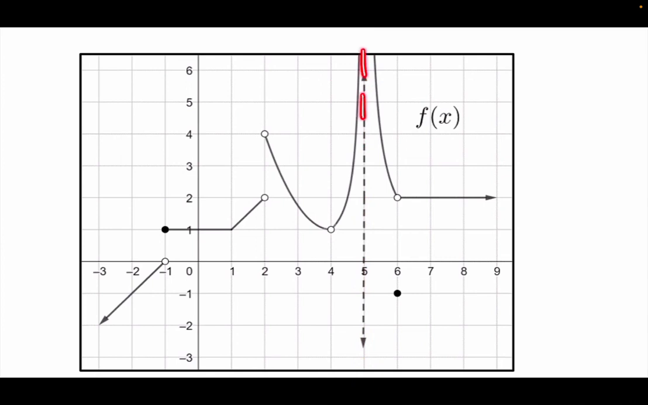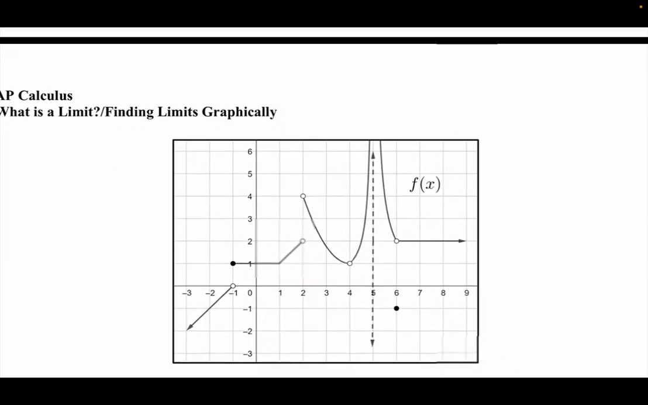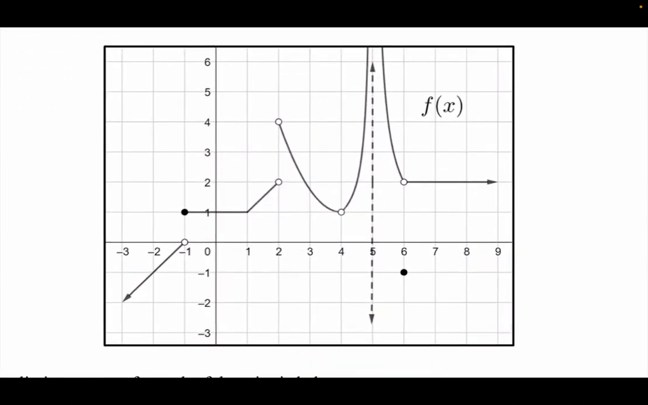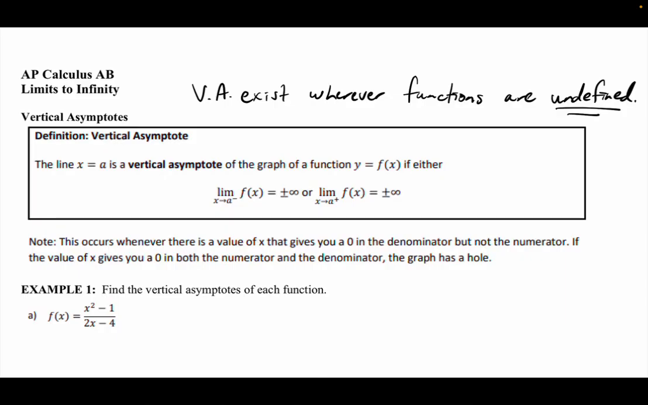Why is this guy there? Because this function does not exist anywhere at 5. Whatever this equation was, they didn't give me this equation, but whatever it was, if I was to plug in a 5, I wouldn't get an answer. So if you can't get an answer, what are you supposed to do? Vertical asymptote, okay? So that's what a vertical asymptote is, wherever functions are undefined.